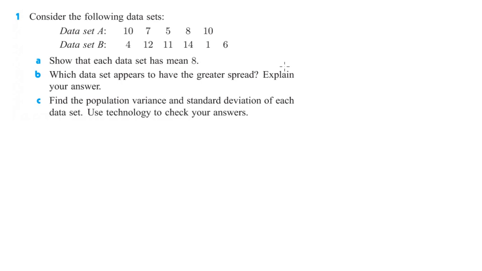I'm going to take you through some of the problems from the 12J Part 1 assignment. Okay, the first one we're going to look at is: consider the following data sets, set A and set B, each with a mean of 8. Which data set appears to have the greater spread? Explain your answer, and then find the population variance and standard deviation of each data set. Use technology to check your answers.